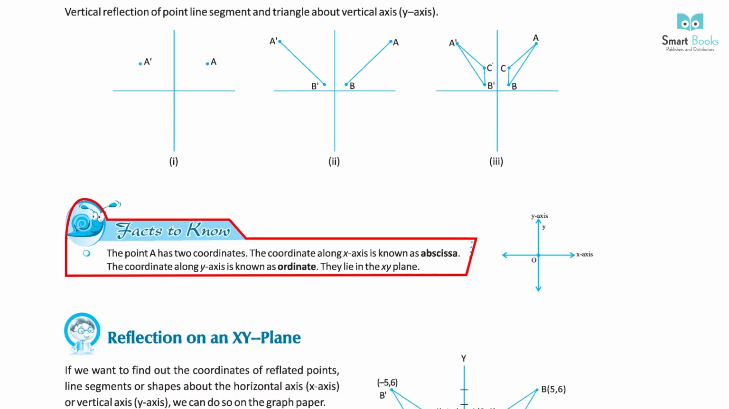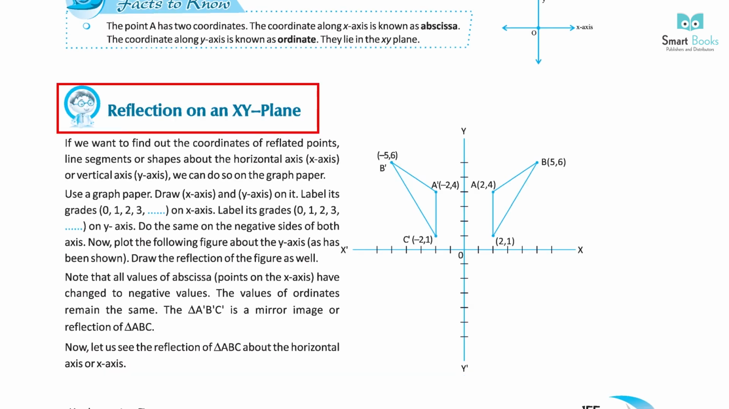Facts to know: the point A has two coordinates. The coordinate along the y-axis is also known as ordinate. They lie in the xy plane. Reflection on an xy plane.